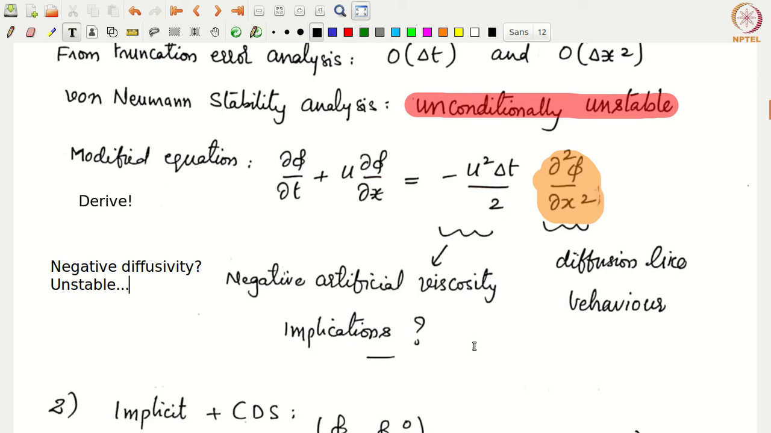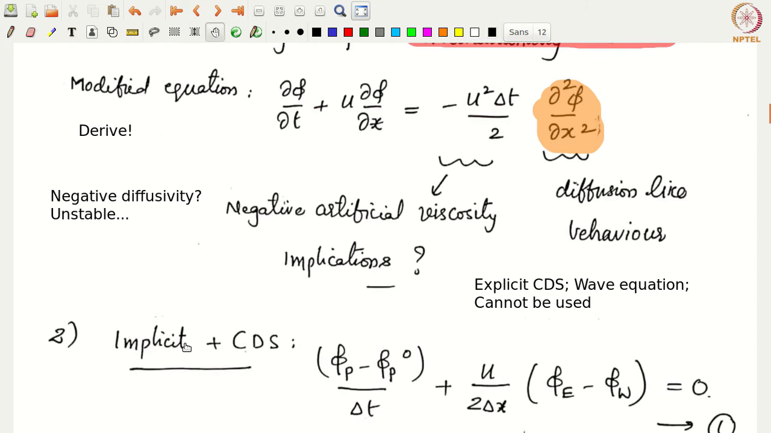So as a result, the explicit central difference scheme, when applied to the wave equation, cannot be used to solve this particular wave equation. Then of course we can look at changing either the spatial scheme, or the time stepping scheme. Let us first look at changing the time stepping scheme. Instead of an explicit method, let us have an implicit method for the time derivative and a central difference scheme as usual for the spatial derivative.